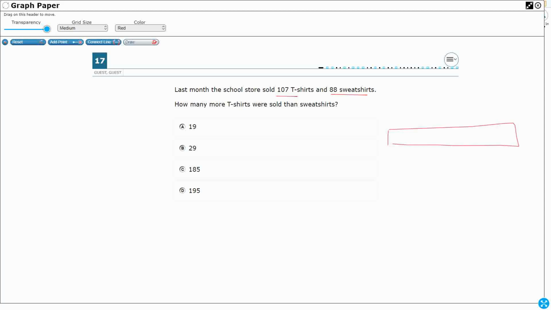So if we wanted to draw a strip diagram, we can kind of do it like this. 107 t-shirts, we get 88 sweatshirts. So we're not really having a total, we're simply comparing, and then the question is how much greater is this? What's this gap right here? Well, we can view this as a part-whole if that helps us figure out that to compare, how many more, it lets us know that we need to subtract. So we just need to do it like this, 107 minus 88.